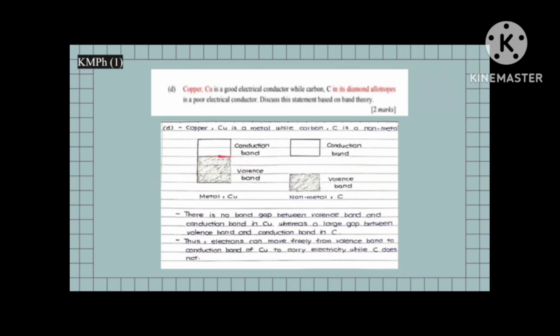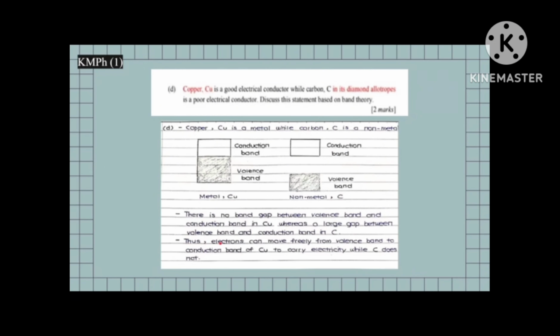You can see there is no gap here, whereas there is a large gap here. And then we have to remember to say which one it is. This one is metal, which is referring to the copper. This is for non-metal, which is referring to the carbon. So there is no band gap between the valence band and conduction band in Cu, whereas there is a large gap between the valence band and conduction band in C, carbon.